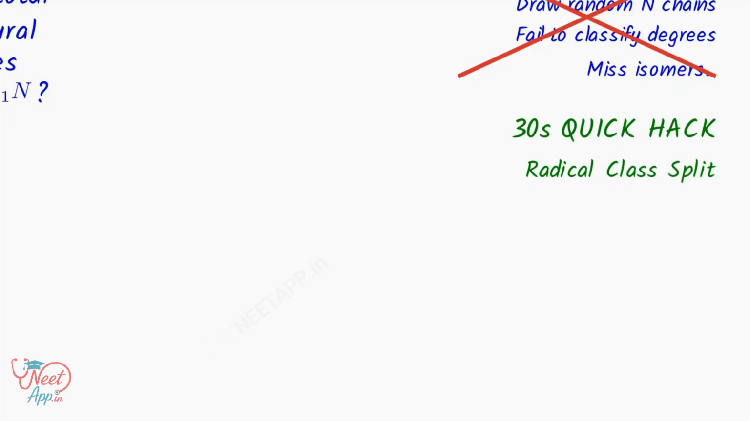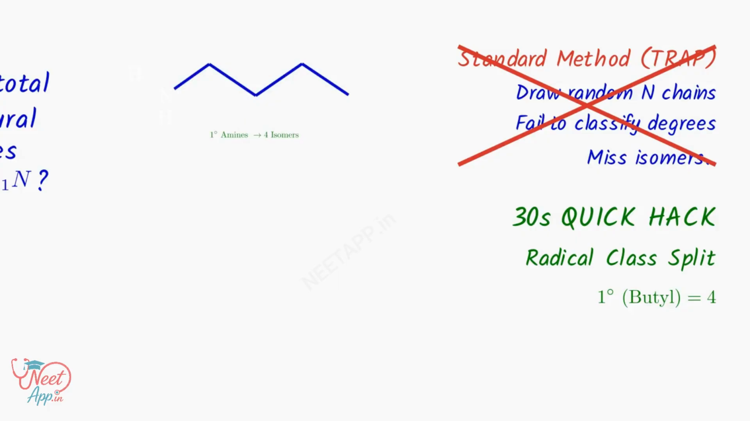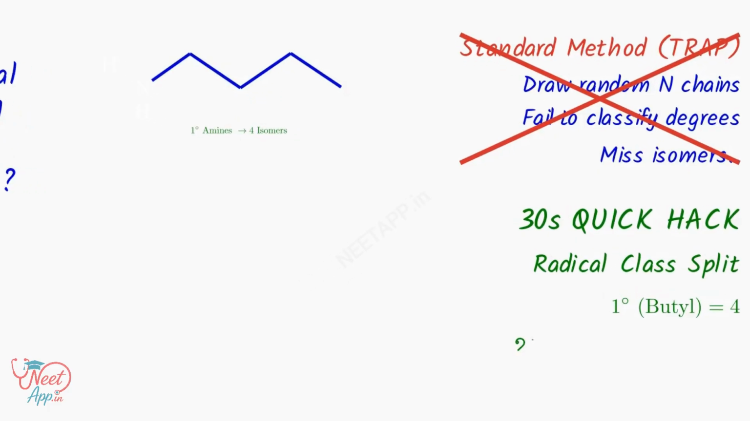Amines must be split into first degree, second degree and third degree structures. We then apply our memorized radical variations. Watch the center screen. First degree amines attach NH2 to a butyl radical. Butyl has 4 variations, giving 4 isomers.